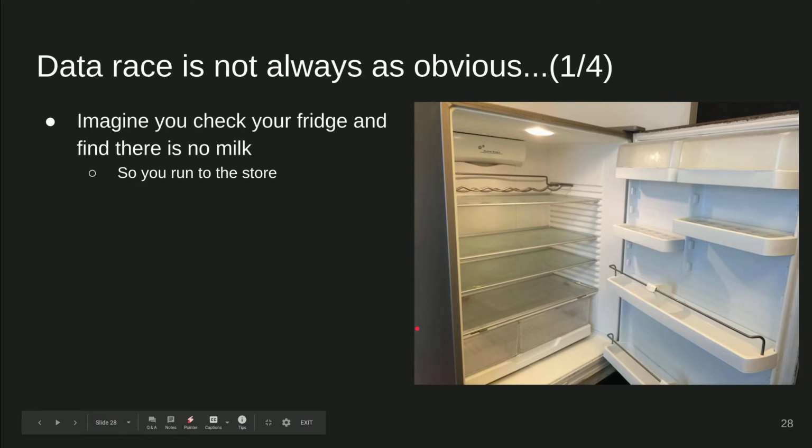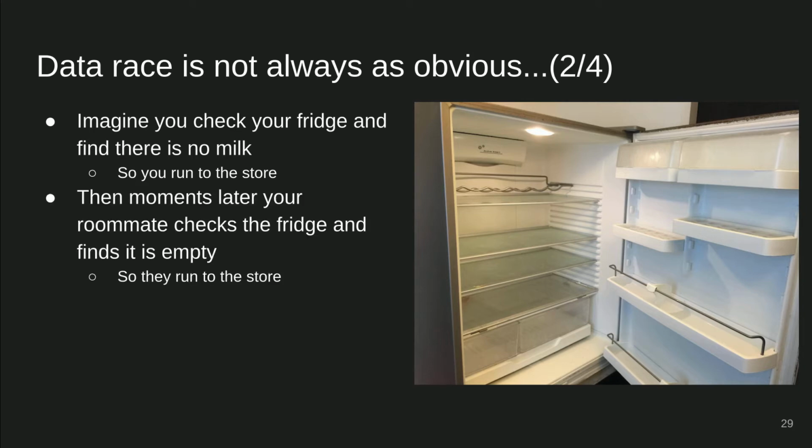But again, these aren't always as obvious, and you can think about this example if you have roommates or partners or whatever. And imagine you're checking your fridge and find there's no milk in it. Okay, so you open up your fridge, there's no milk, and then you decide you're going to run to the store. Okay. Then a moment later, your roommate checks the fridge and finds out that it's empty. And they also say, hey, there's no milk here. I'm going to go ahead and run to the store and get some milk. And then roommate number 3 comes in and notices the same thing. They say, hey, there's no milk in the fridge, so I'm going to run to the store. I'm going to go get some milk.